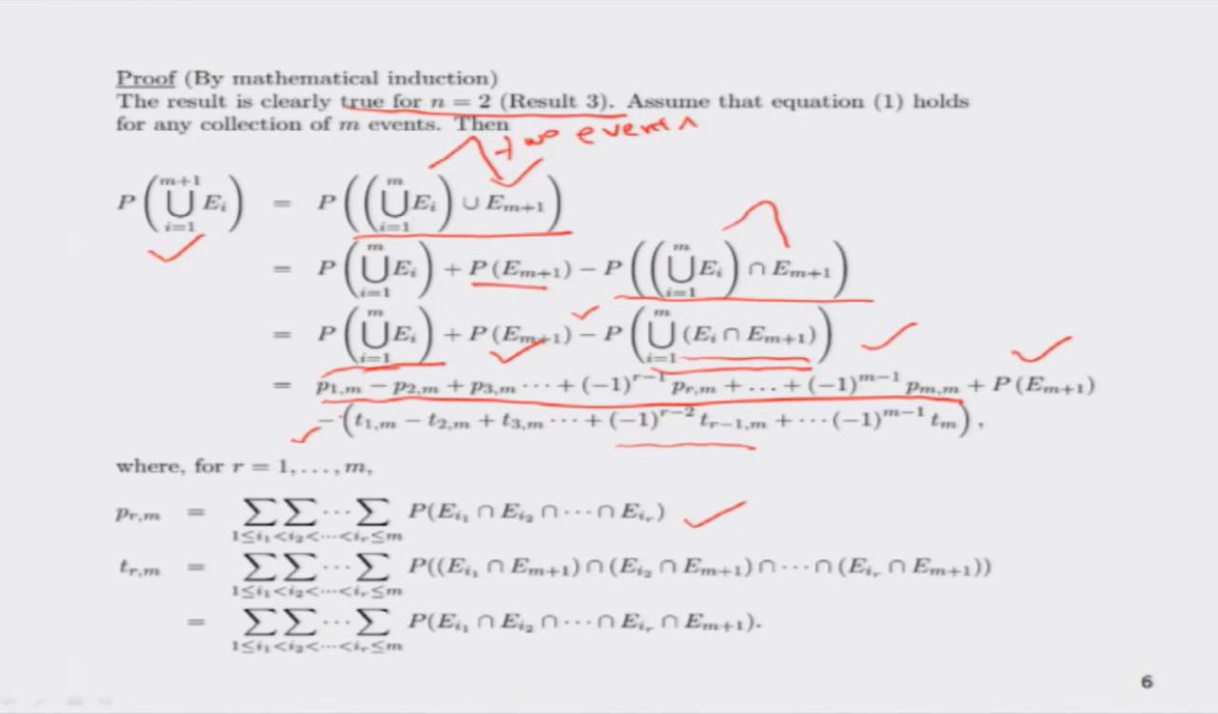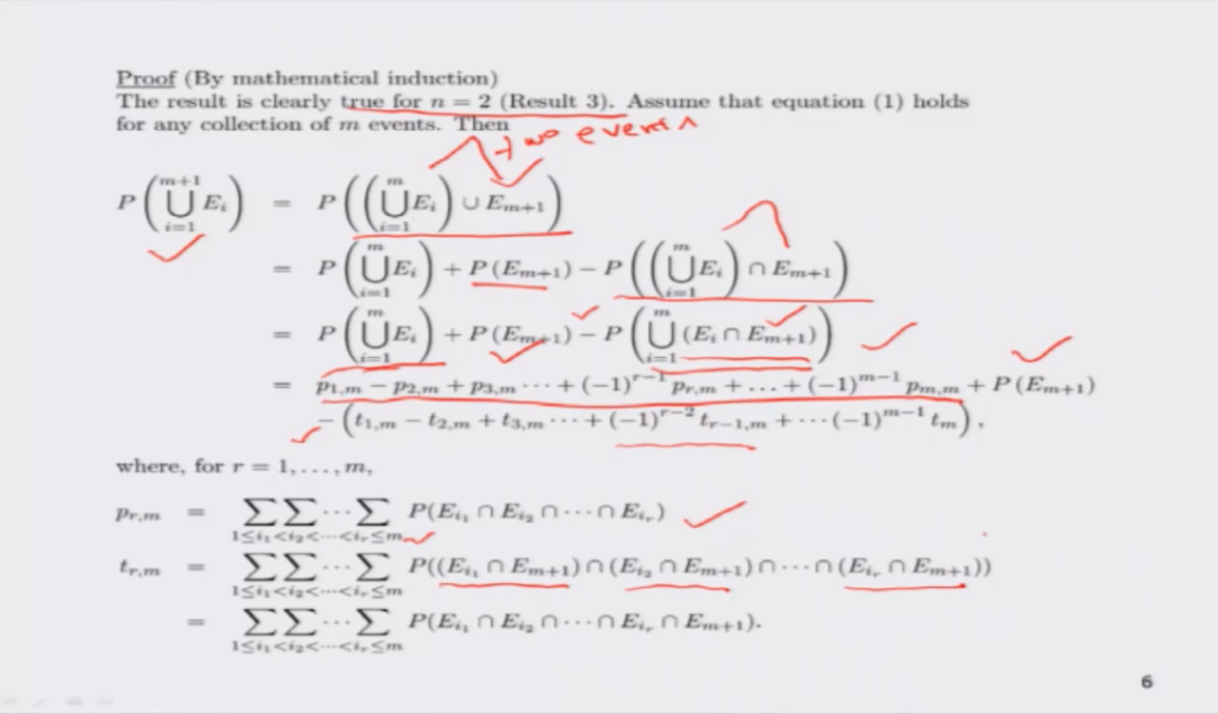Of course these P_r,m we know: among these events E1, E2, ..., Em, I take r at a time, so E_i1, E_i2, ..., E_ir and those subscripts. What happens in T_r,m? I still take r events at a time, but now my events are Ei intersection Em plus 1. So i is varying, m plus 1 is fixed. So this is a summation over i1 less than i2 less than ... ir between 1 to m, because this is the union for m events. Then the intersection of r events: let us say one of them, E_i1 intersection Em plus 1, which is common to all of them, then E_i2 intersection Em plus 1, up to E_ir intersection Em plus 1.